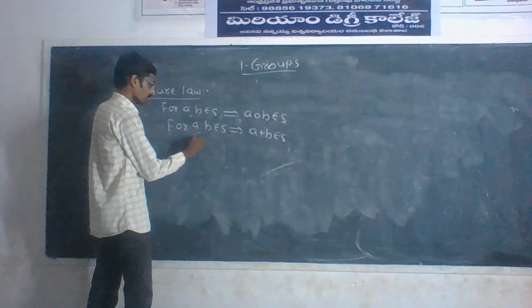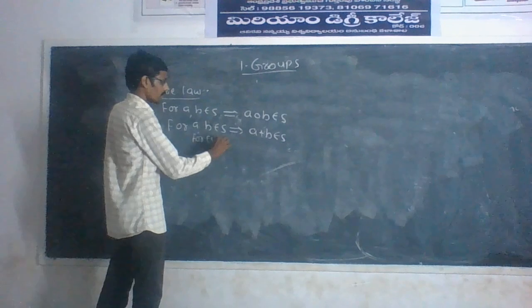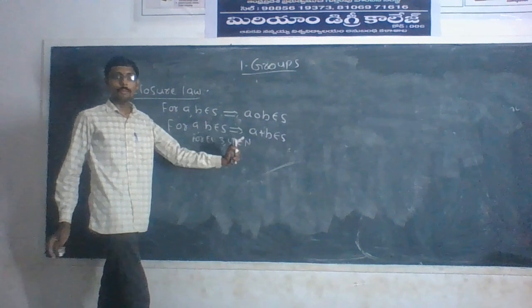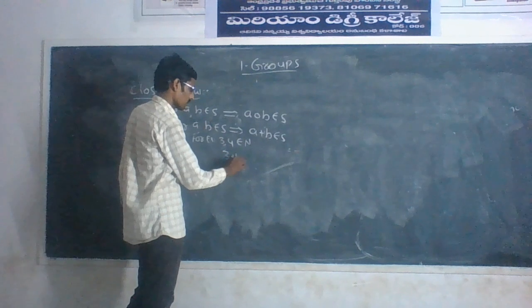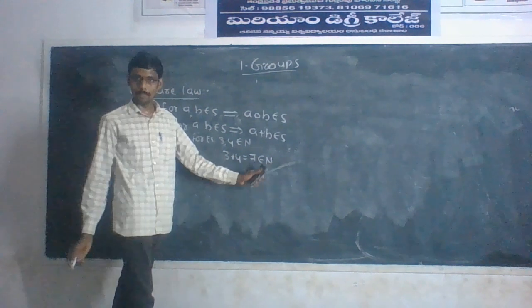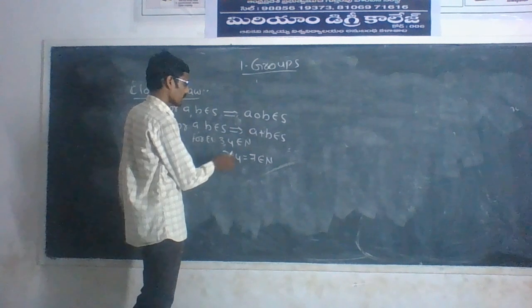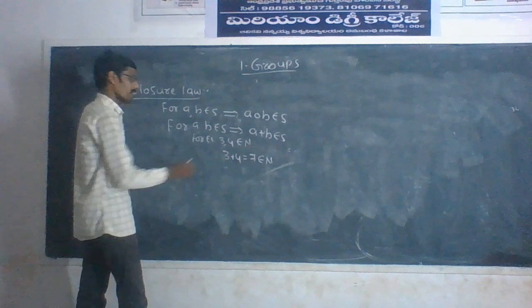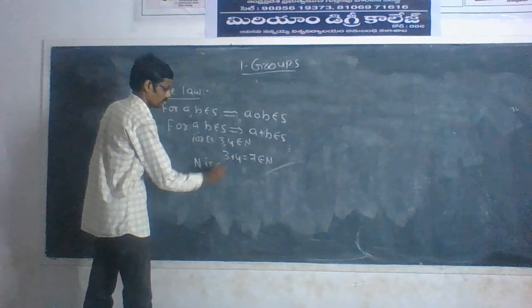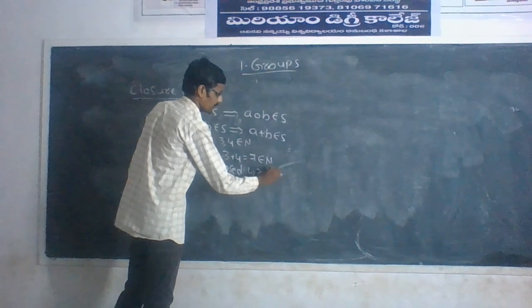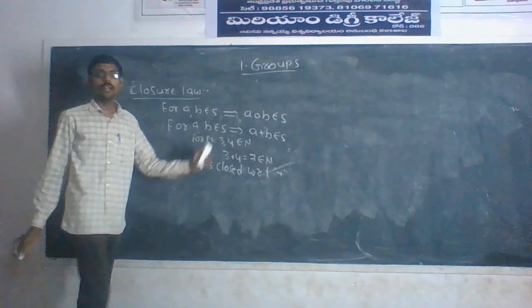For example, 3, 4 belong to N. 3 plus 4 is equal to 7, which belongs to N. This is the natural number set. So plus is a binary operation. This is called closure law. N is closed with respect to plus.